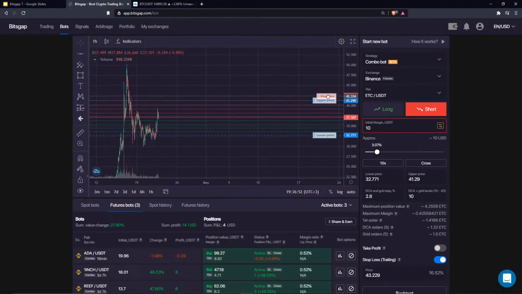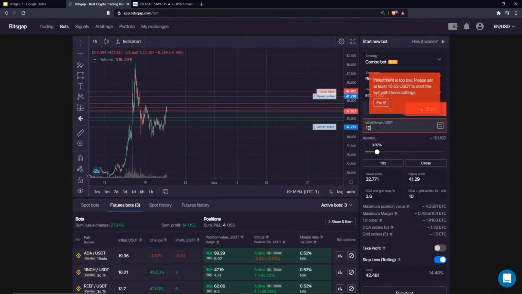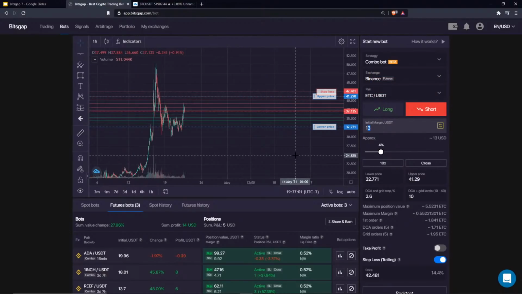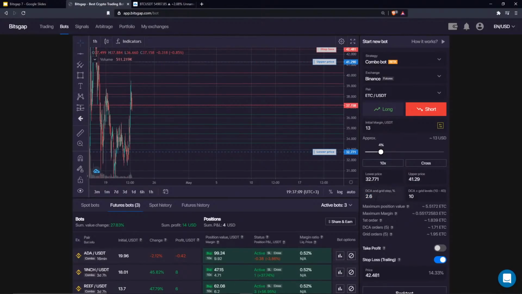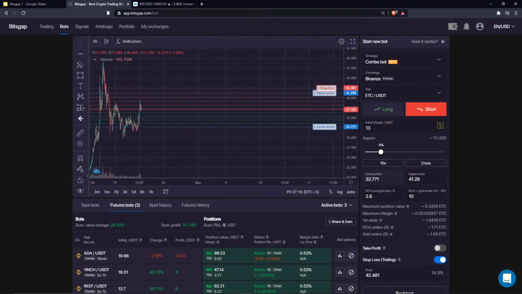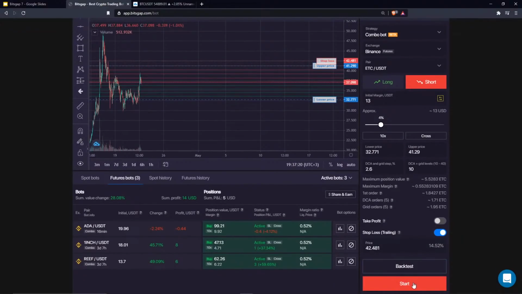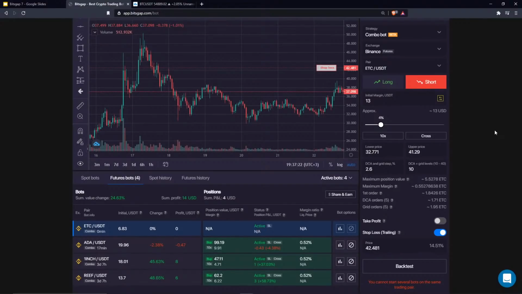So yeah, here it is, blah blah blah, 10. Let's fix it. Why is that? Okay, let's put 13 wherever. I have all these metrics here, blah blah blah. Yeah, the grid space here is 2.6%. That's basically what stands for the distance between your orders, so that's okay here. 2.6 for futures bot is all right. And here we go. Boom.